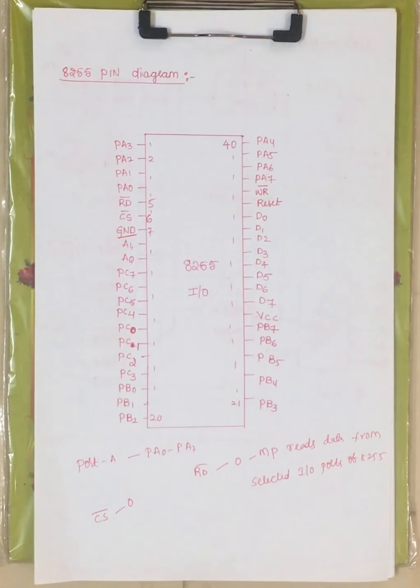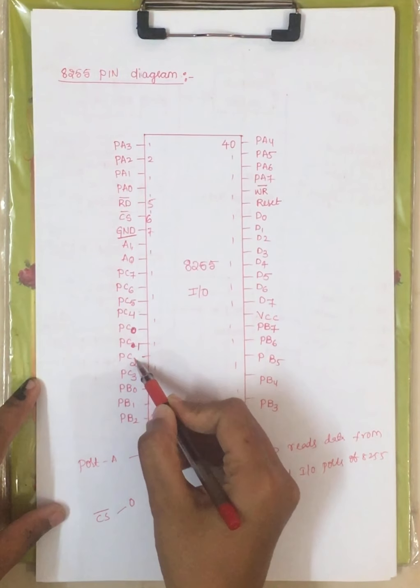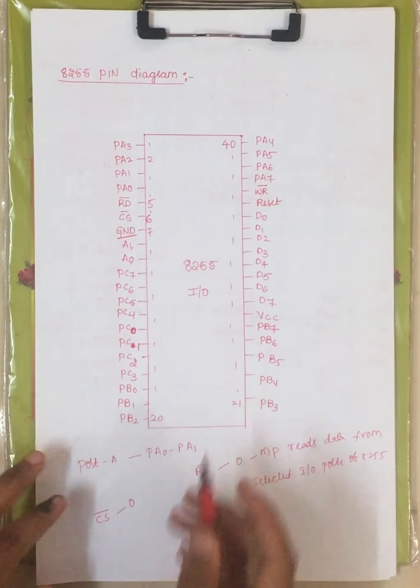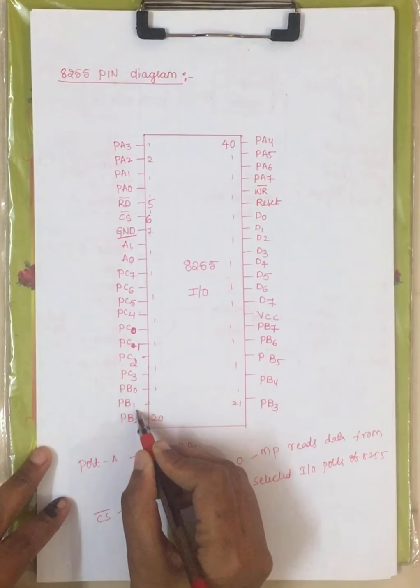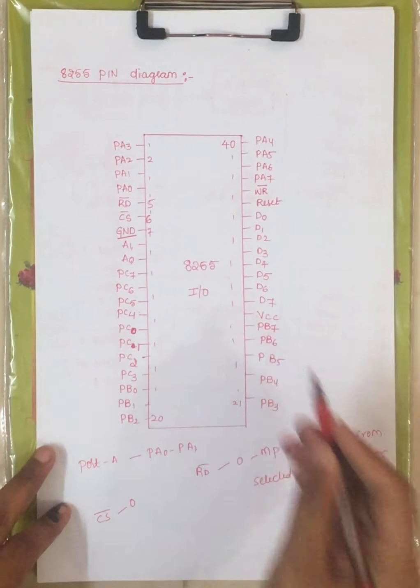Now these are your upper port C IO lines and lower port C IO lines. These are used for input output operation, right? This is your port C upper and this is your port C lower, which is used for IO operation. And next you have PB0, PB1, PB2, PB3, PB4, PB5, PB6, PB7.